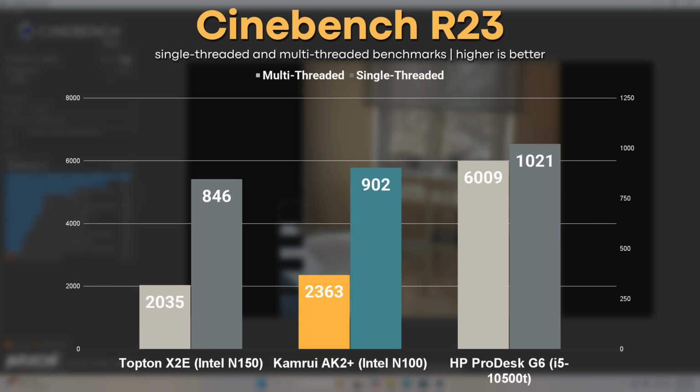In Cinebench R23, the Topton system managed single and multi-threaded scores of 846 and 2035. But what happened with that N100 system? With a CPU that should be slower, it managed to be around 7% faster in the single-threaded test, and over 15% faster in the multi-threaded test.